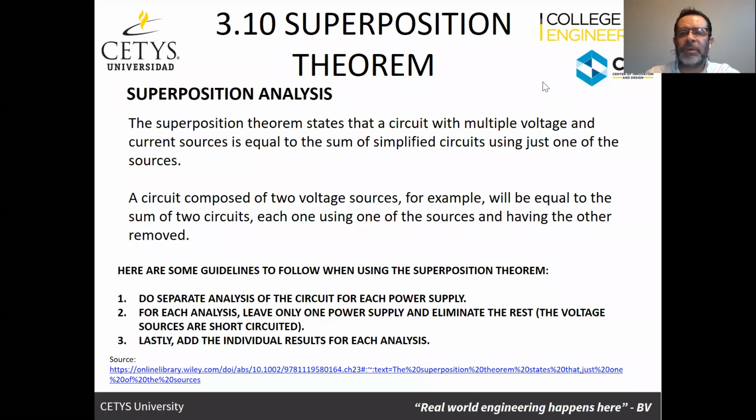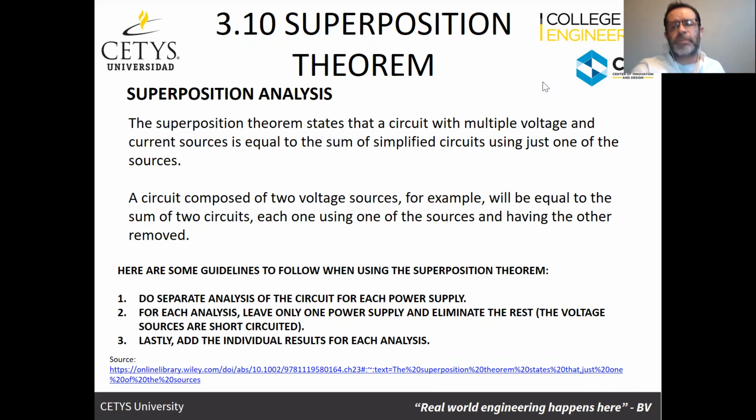Okay, so we will be recording this session, and now we're going to be talking about another method for circuit analysis, which is the superposition theorem, or superposition analysis method. The superposition analysis is based on a theorem that's called the superposition theorem, okay?